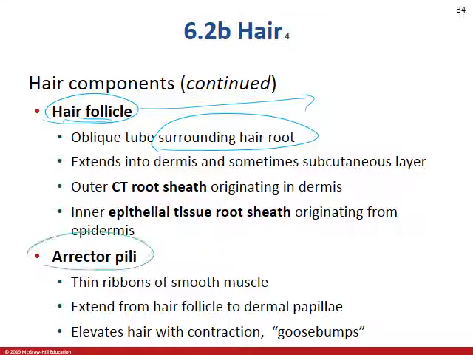We have the erector pili. This is smooth muscle. So when you see smooth muscle, you should think involuntary control, right? So this smooth muscle is extending from the hair follicle to the dermal papillae. Remember, those are the projections from the dermis into the epidermis. And this is what causes goosebumps.